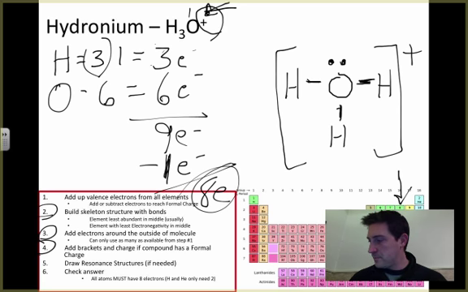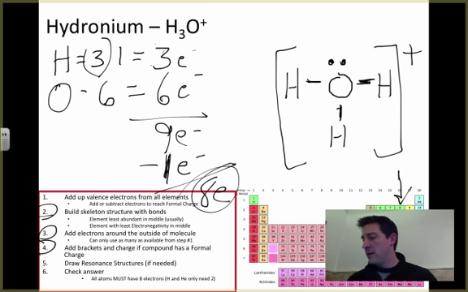Let me clear some of that up so you can see it a little more easily. And then I just count up and see if I'm correct. So check my answer. This hydrogen has 2, this has 2, this hydrogen has 2. I'm good there. The oxygen has 2, 4, 6, 8 around it. Everybody's happy. And now I can draw my Lewis structures even when I have a polyatomic ion.